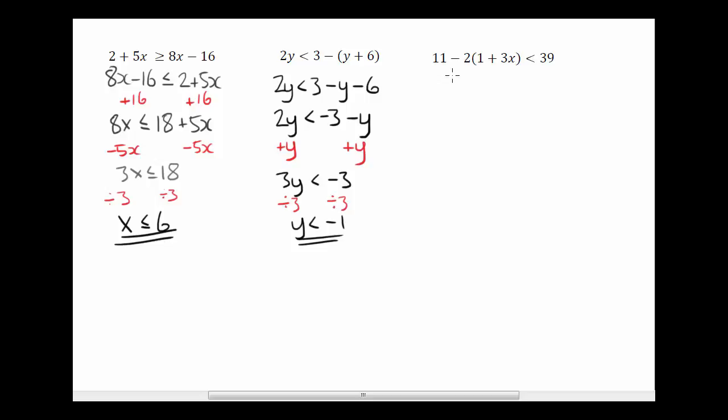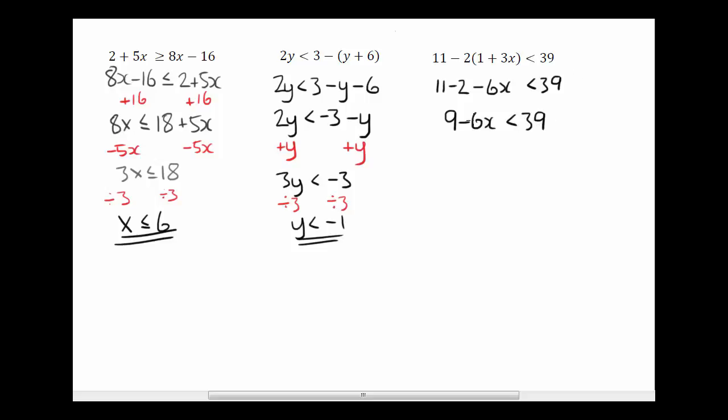So what we've got is, we'll just open these brackets up, so we'll do 11 minus, that's 2 times 1, but it's a minus, so that's still going to be minus 2. 2 times 3x, but it's minus 2, so that'll be minus 6x. All that is less than 39. So we can tidy this bit up. 11 minus 2 is 9. Subtract 6x is still less than 39.